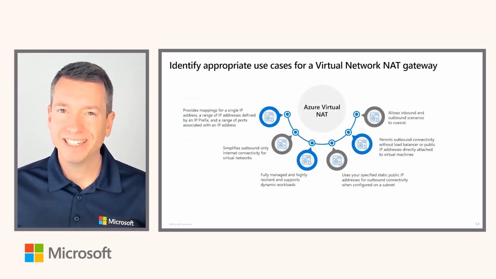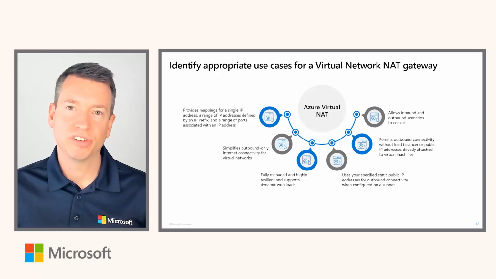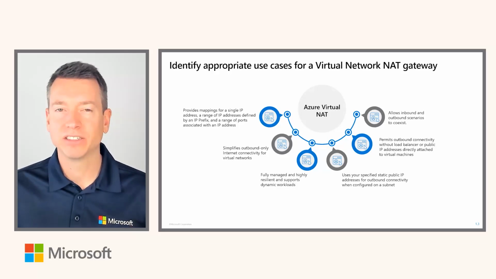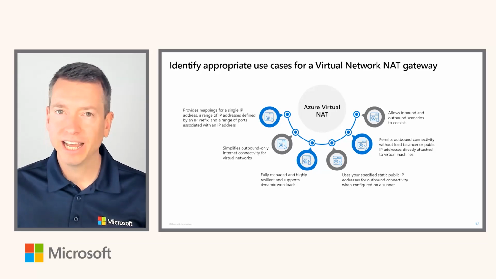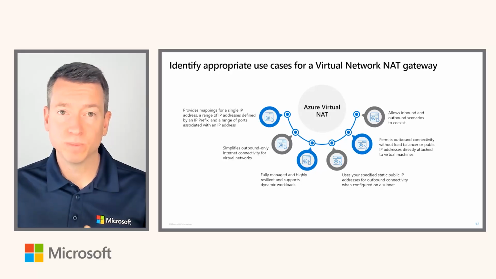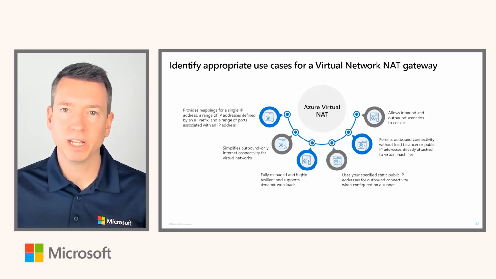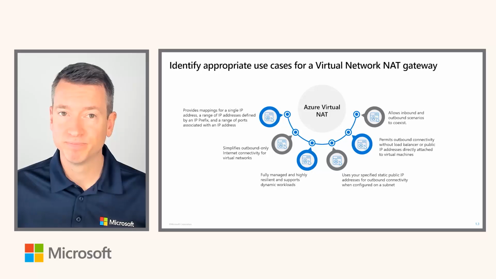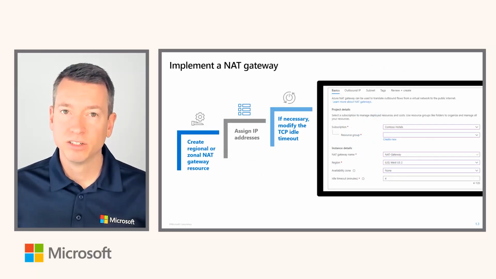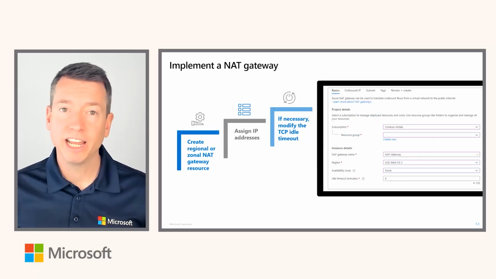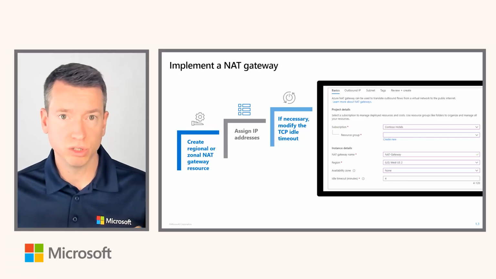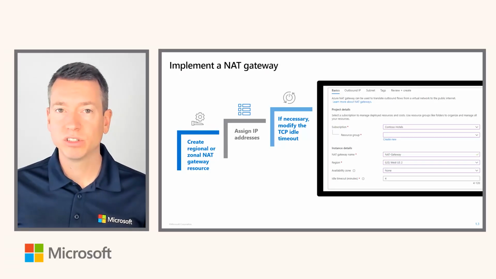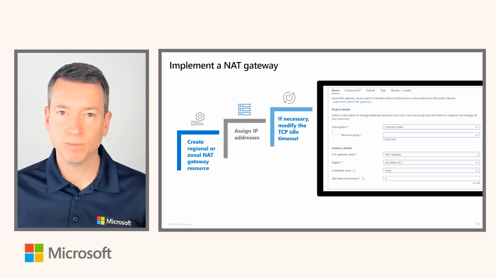The way we use NAT Gateway at Microsoft is to provide explicit outbound access to a virtual machine. Creating a NAT gateway will allow you to associate it to a specific subnet, and all virtual machines in that subnet do not require a public IP to have outbound internet connectivity. They will use the NAT gateway. To deploy a NAT gateway resource, create a regional or zonal, which is zone isolated, NAT gateway resource, assign IP addresses, and if necessary, modify the TCP idle timeout.